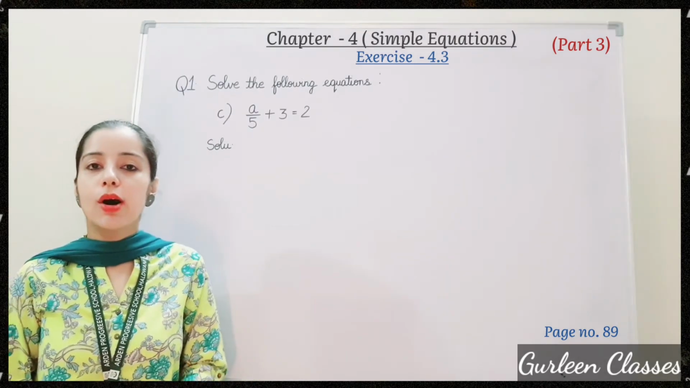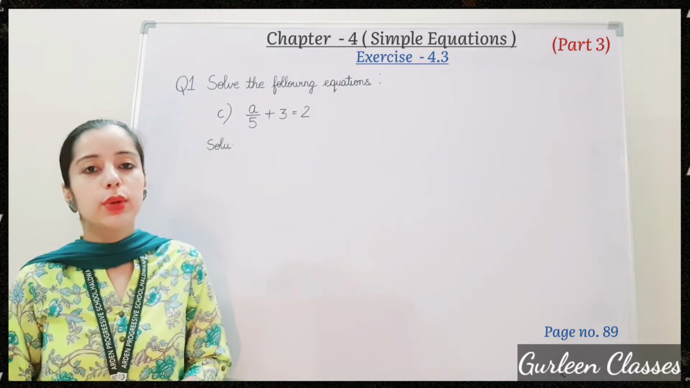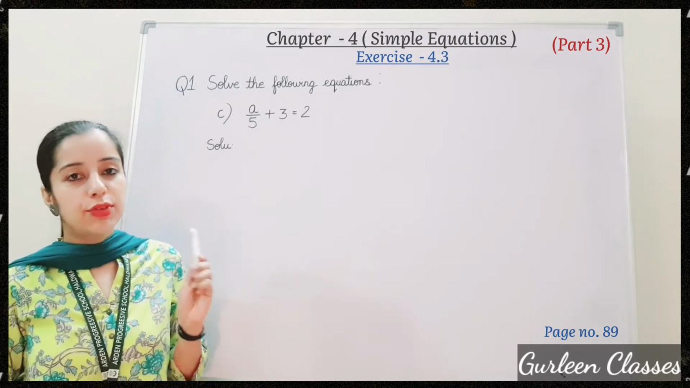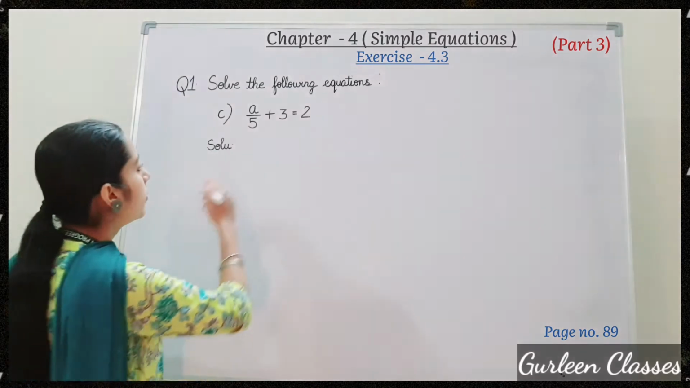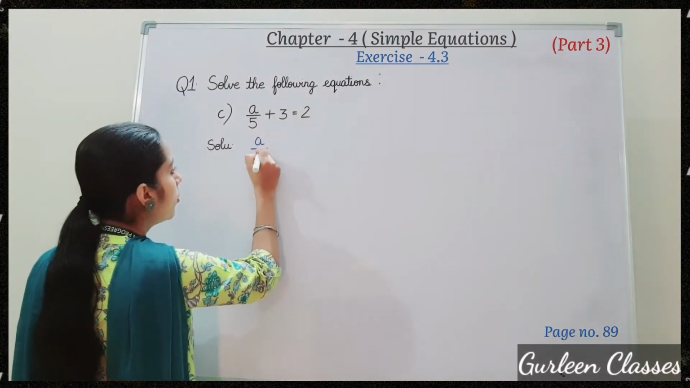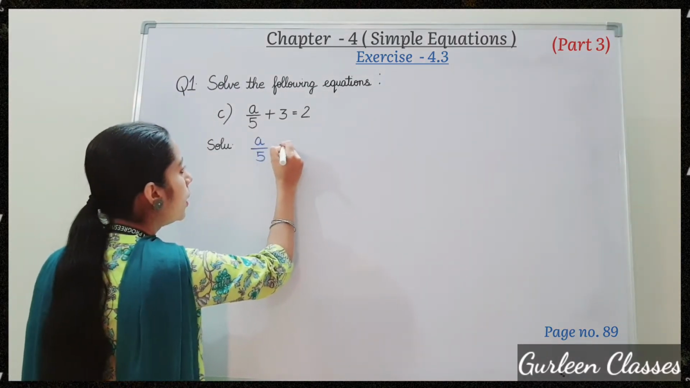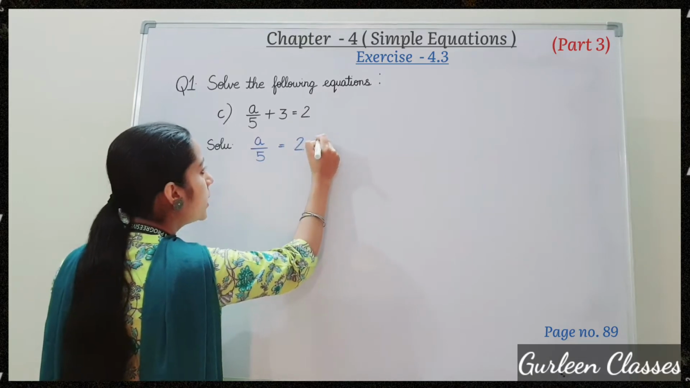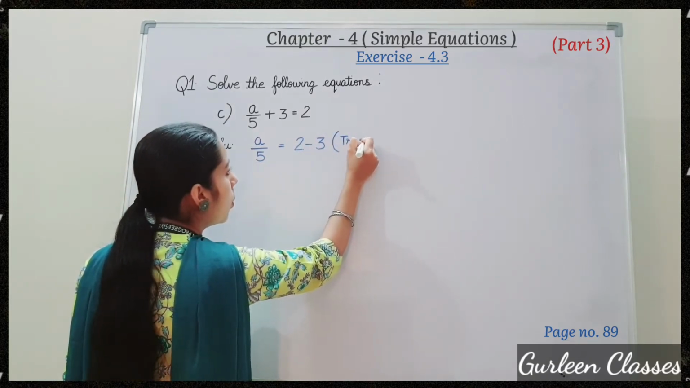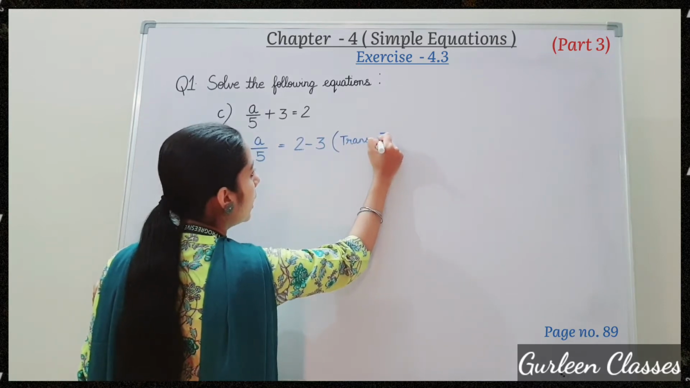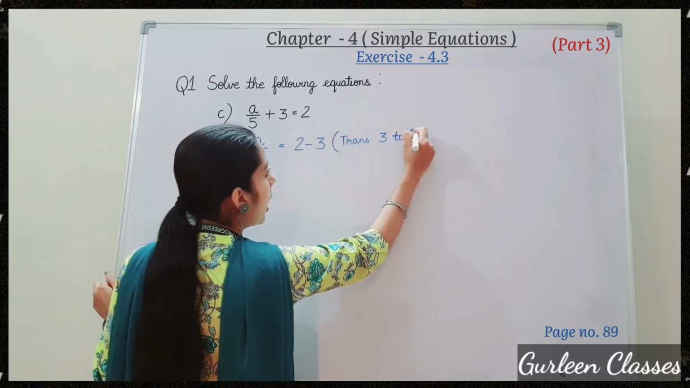Part C: A upon 5 plus 3 is equal to 2. On the LHS we have 3, so transpose 3 to the RHS. So write here A upon 5 is equal to 2 minus 3, transposing 3 to RHS.